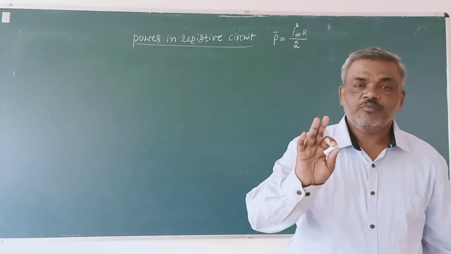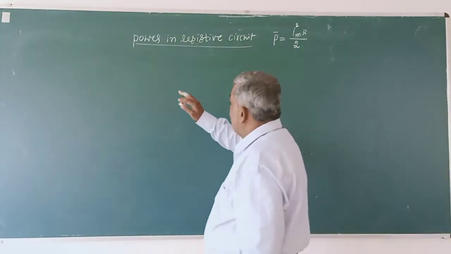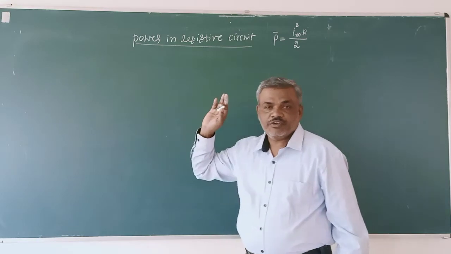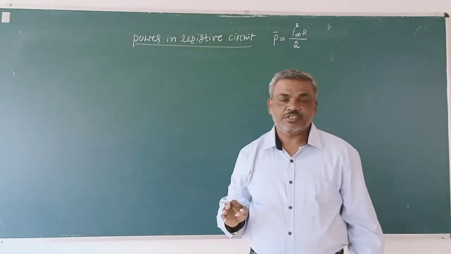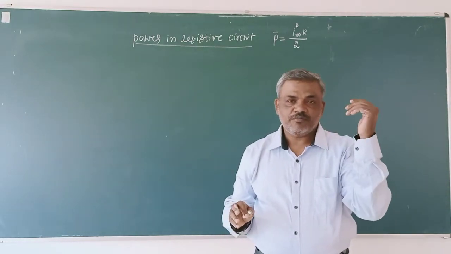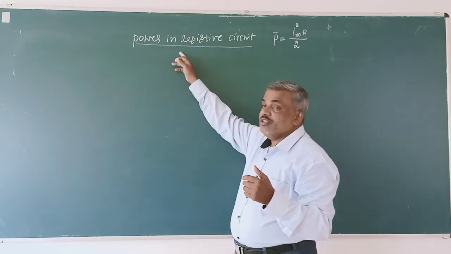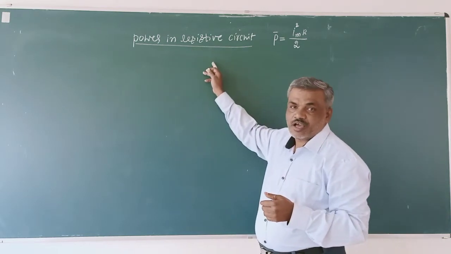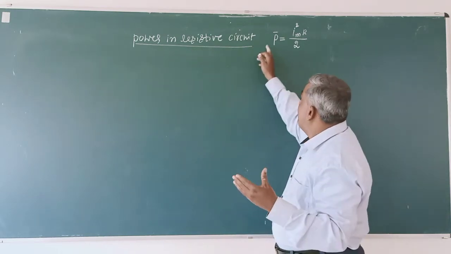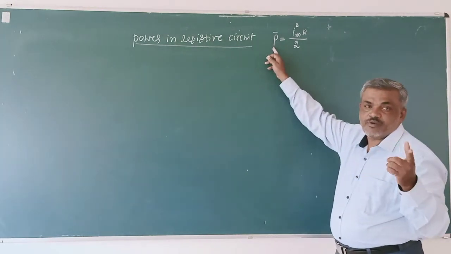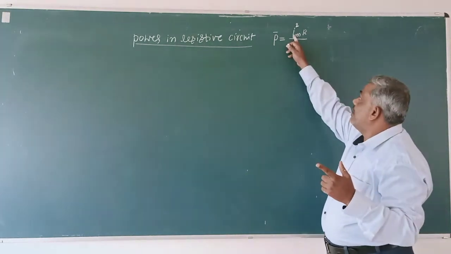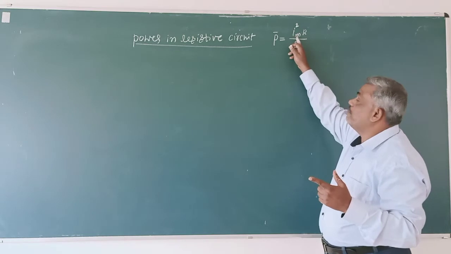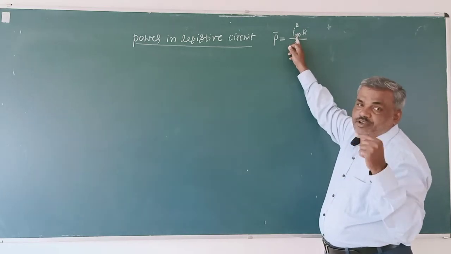Students, one more important concept here: power in a resistive circuit. This is also a 3 marks question. Derive an expression for power in a resistive circuit. Show that the average power P equals Im squared, where Im means the peak or amplitude.